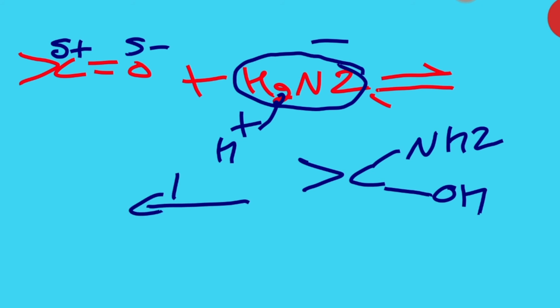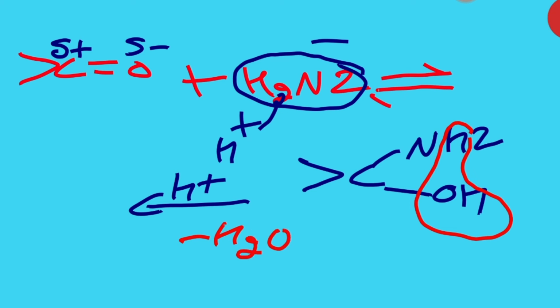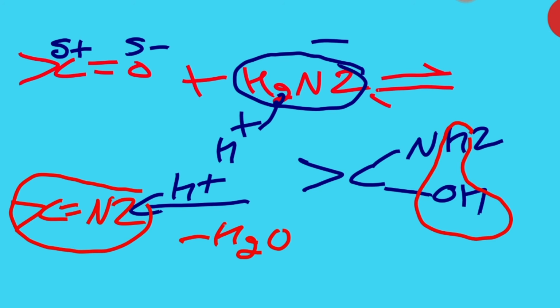Then in the presence of H positive, we are going to remove the water molecule from there. How to remove it? H and OH make the water molecule, then it becomes C double bond NZ. Clear? What we are getting there is C double bond NZ. Just remember, this is a very important product. Now we are going to make all the reactions one by one.